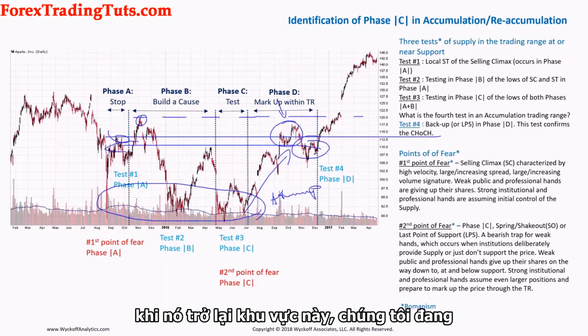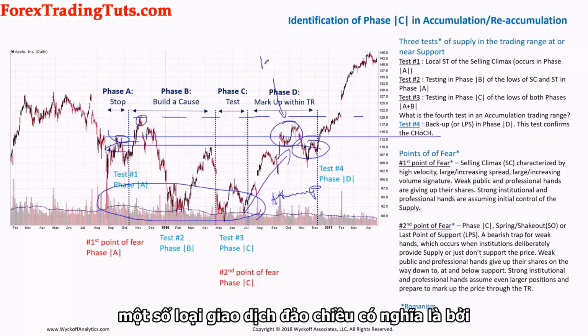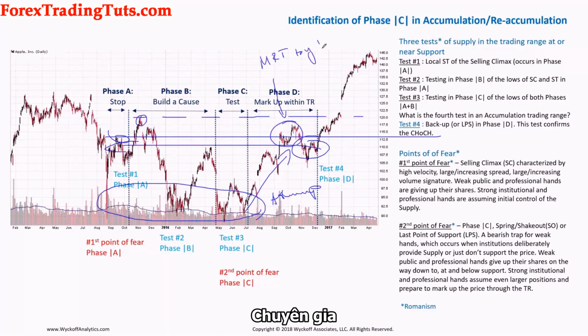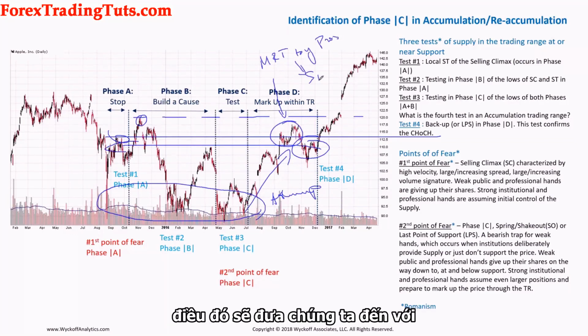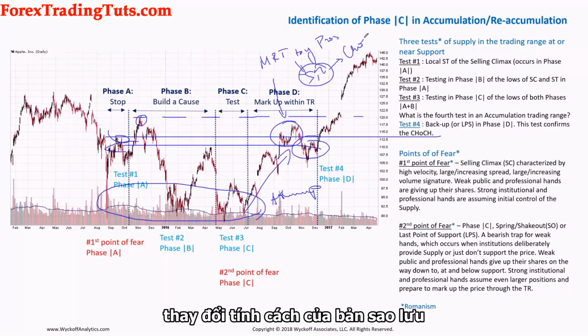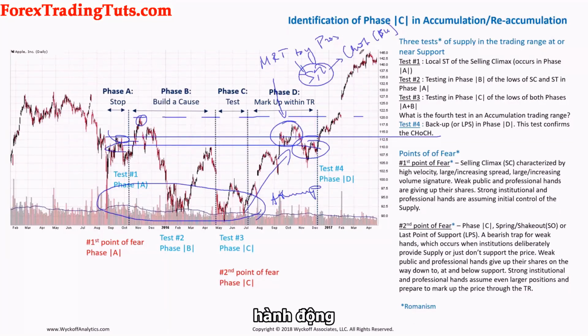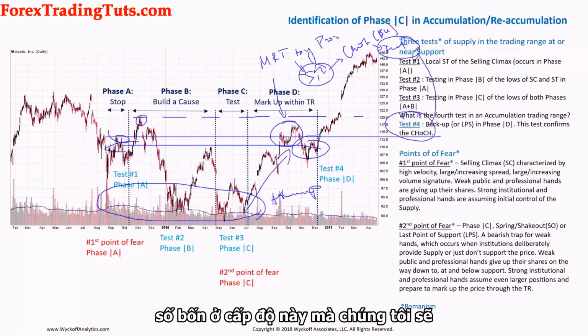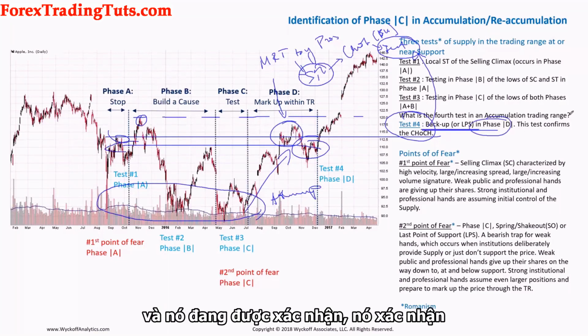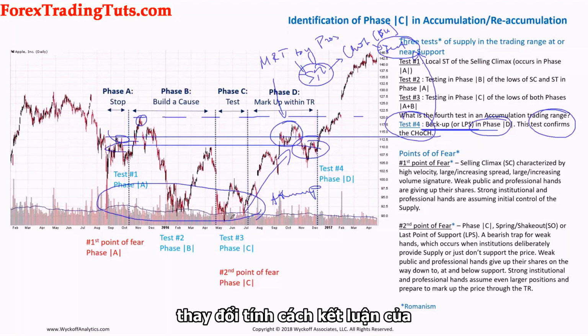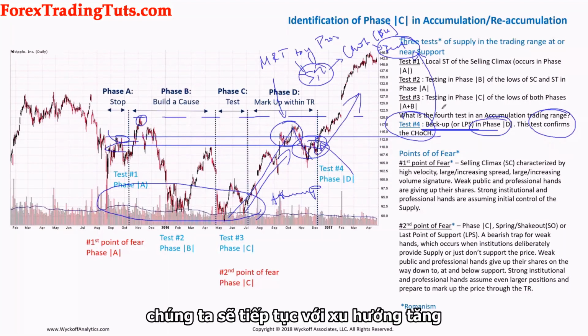As it comes back to this area, we are going to experience some kind of mean reversion trade by professionals that's going to bring us to the increased supply signature, change of character of the backing up action, and therefore we're going to have some kind of tests there. So a test, test number 4 at this level, we would say is going to be a backup action in phase D, and it's being confirmed. It confirms the change of character, the conclusion of the formation of the change of character, and then once the resumption of this test happens, we're going to continue with the uptrend.